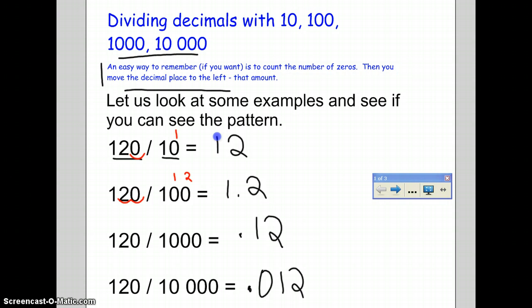In the 120 divided by 1,000, it's obvious that there's 3 zeros, and there's 3 spots that it moves, so the number becomes 0.12. And of course, with 10,000, you've got 4 spots to move, and it becomes 0.012. Great, let's move on.